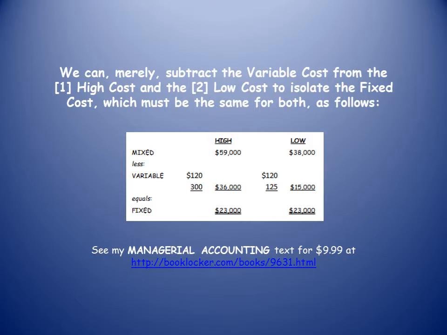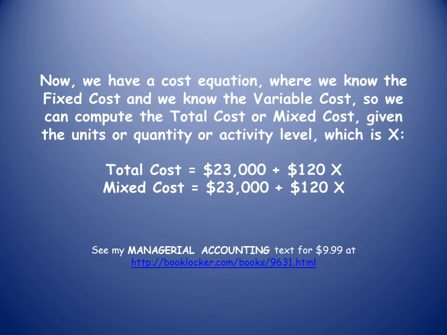So I have a fixed cost of $23,000 using the high-low method plus $120 variable costs per unit. There's my equation. My total cost equals $23,000 fixed costs plus $120 variable costs multiplied by the number of units sold.